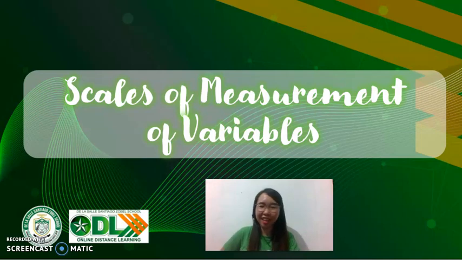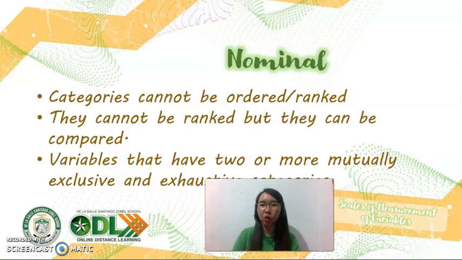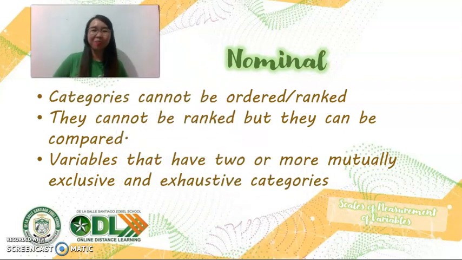What are these things? The first one is, of course, the nominal variable. From the name itself, nominal, name, these are categories that cannot be ordered or ranked. They cannot be ranked, but they can be compared. And also, they are variables that have two or more mutually exclusive and exhaustive categories.